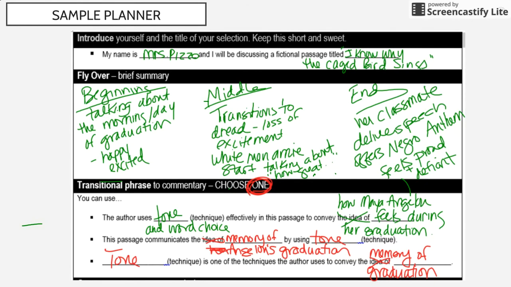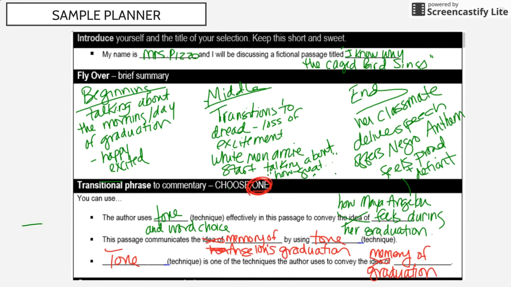Okay, and I'm talking about the whole selection, the whole passage, not just my selected part. Okay, so in the beginning, she's talking about what a wonderful day it is. She's happy, excited. And again, this is bulleted points. The middle of the passage, this is where she transitions to dread. She's talking about going to the school and there's a loss of excitement. They begin the ceremony. Two white men show up and they're talking about how great it is. And then ultimately at the end of the passage is when her classmate delivers his valedictorian speech and offers the Negro anthem. And at that point, she again shifts and she feels proud and defiant.